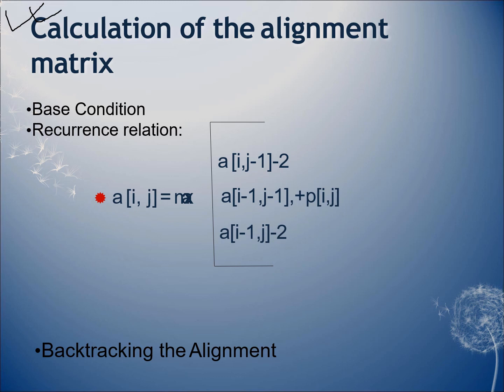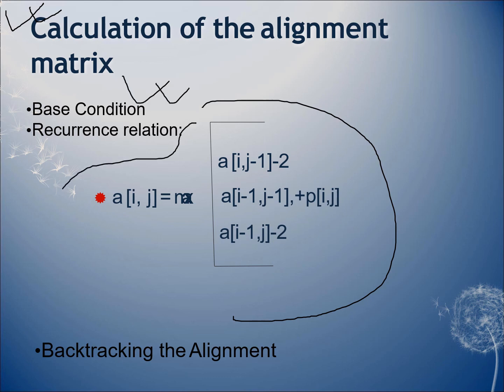So this is the calculation of the alignment matrix. If you are told to write the matrix for global alignment, this is what you have to write: A(i,j) equals, leave this part, then in brackets A(i,j-1) -2, also A(i-1,j-1) plus p(i,j), also A(i-1,j) -2. So this is all you have to write.